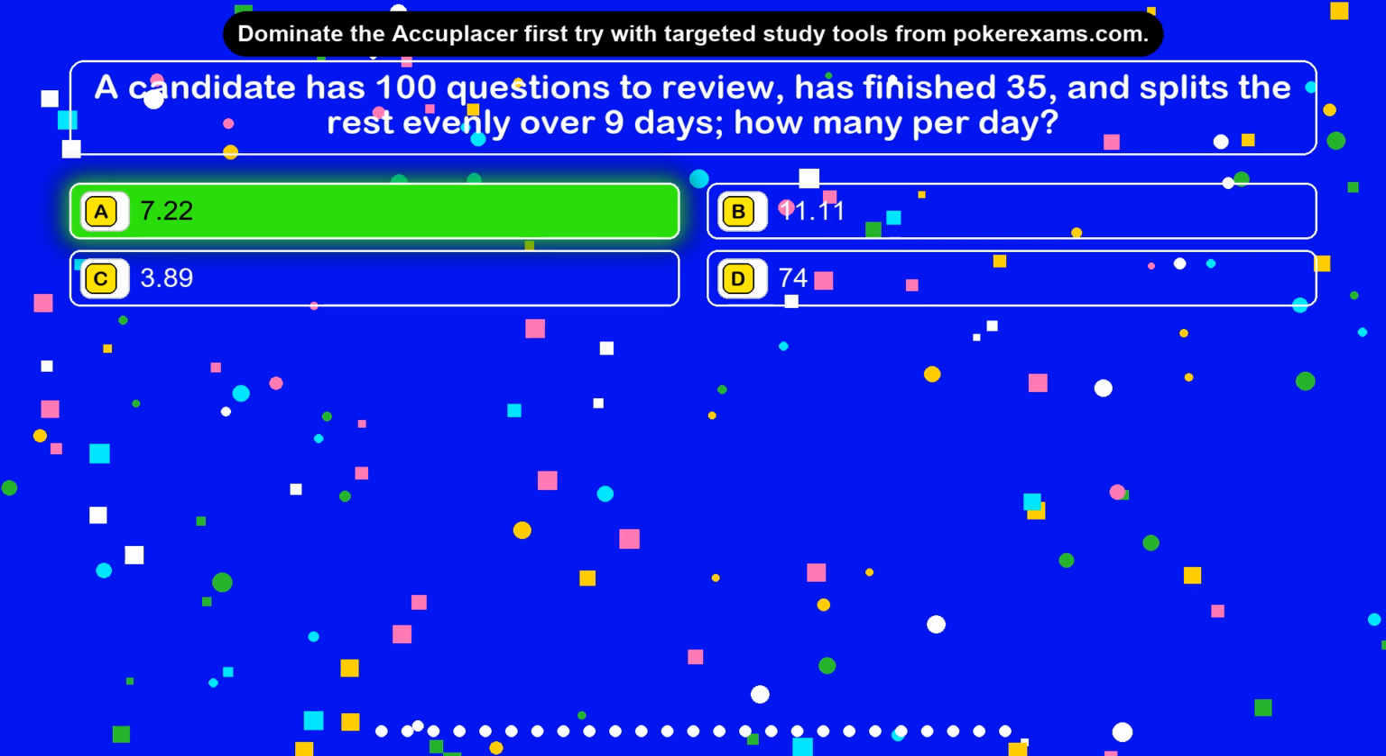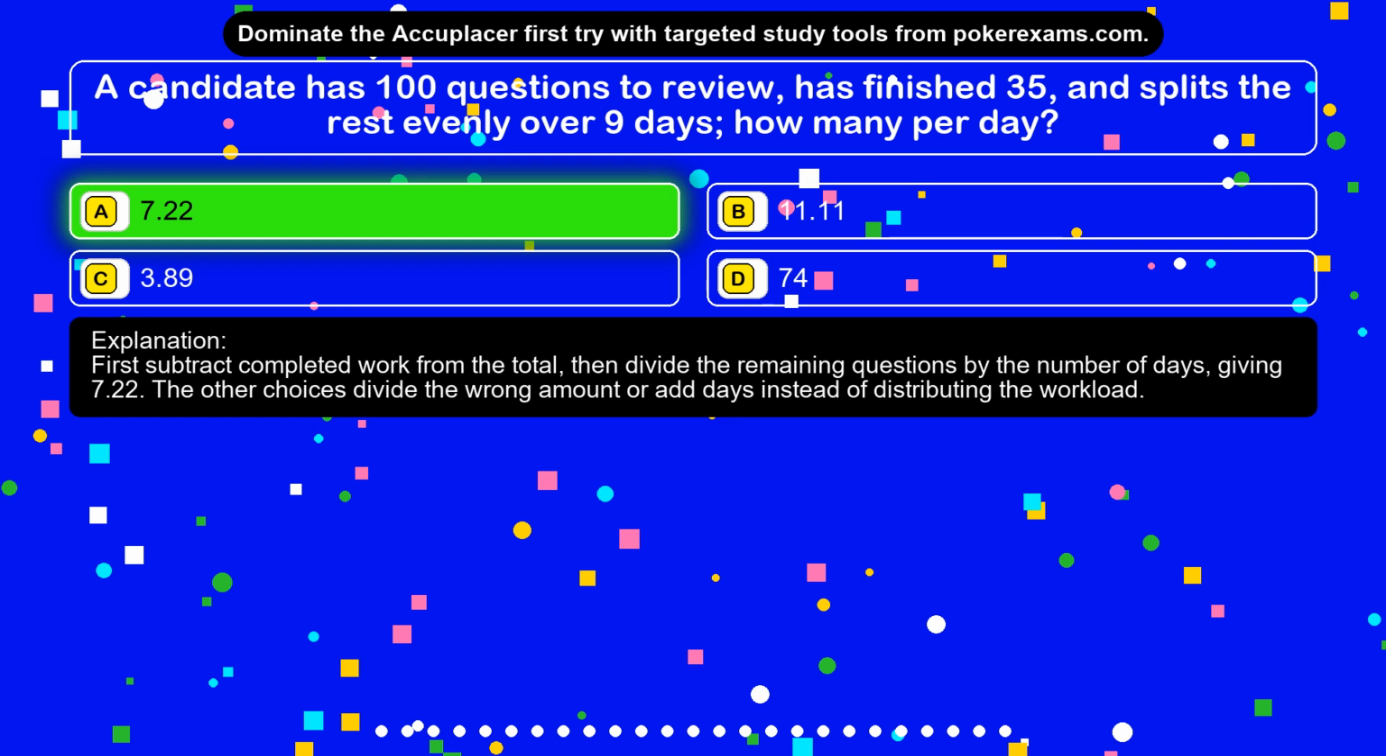The correct answer is option A, 7.22. First subtract completed work from the total, then divide the remaining questions by the number of days, giving 7.22. The other choices divide the wrong amount or add days instead of distributing the workload.